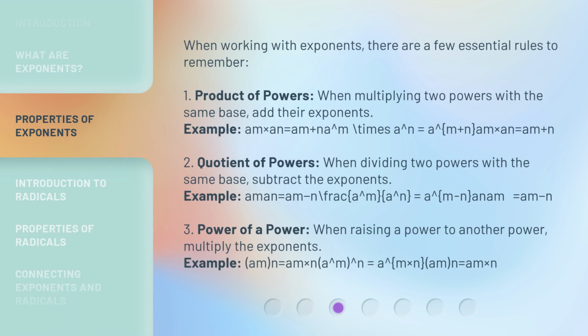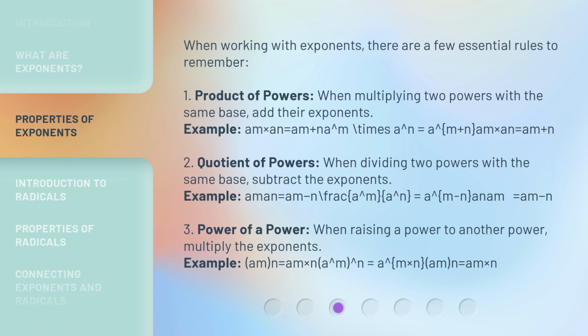When working with exponents, there are a few essential rules to remember. 1. Product of powers. When multiplying two powers with the same base, add their exponents. Example: a^m × a^n = a^(m+n).